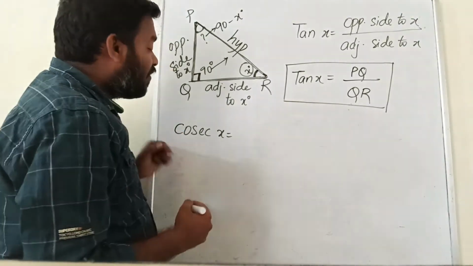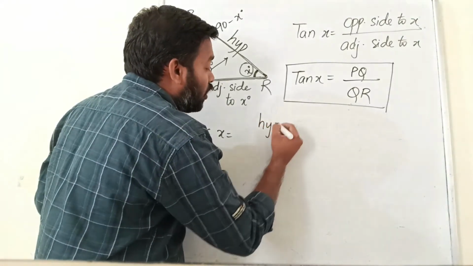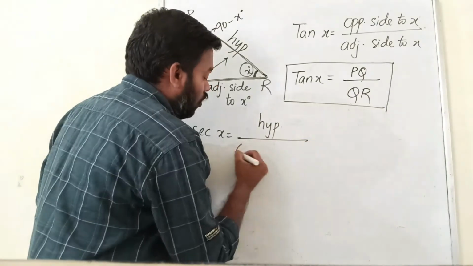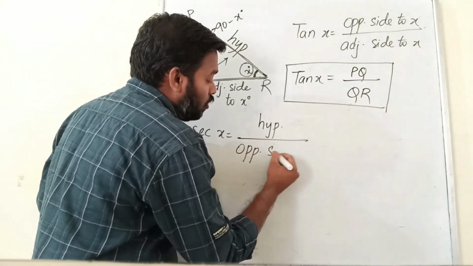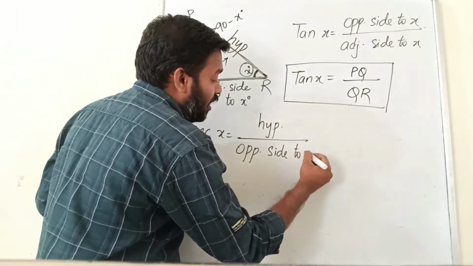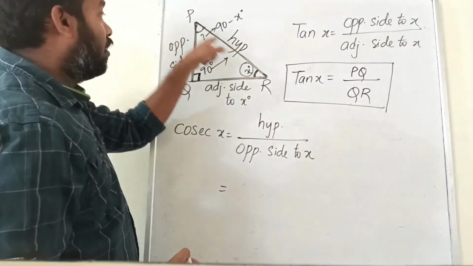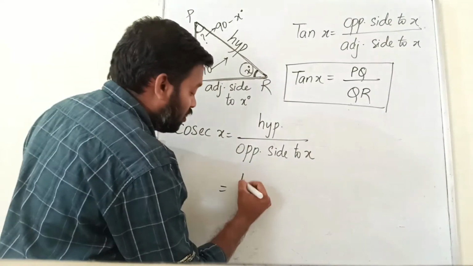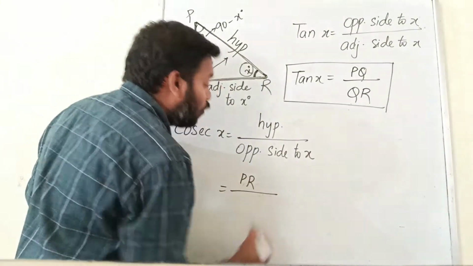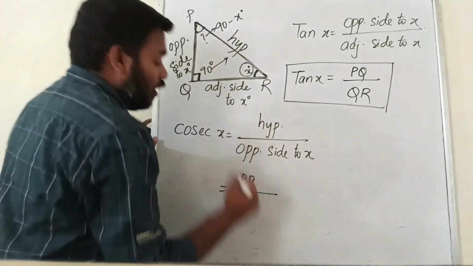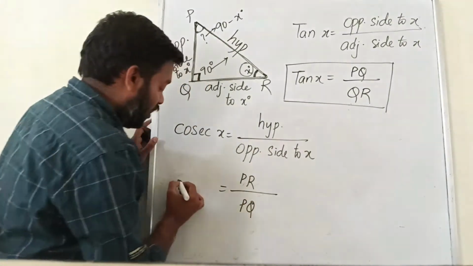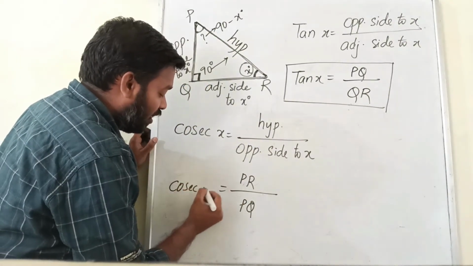So the formula for cosecant x is hypotenuse by opposite side to x. What is hypotenuse? PR. PR is our hypotenuse. By what is opposite side to x? PQ. That is cosecant x.